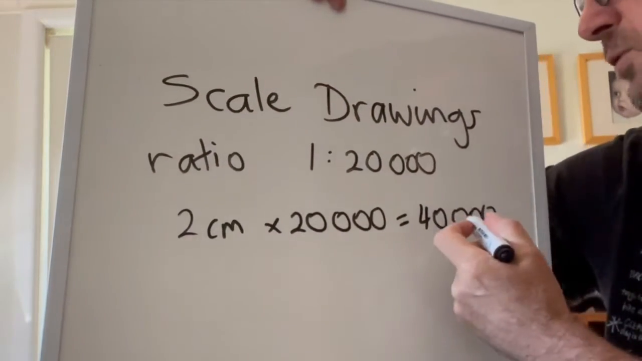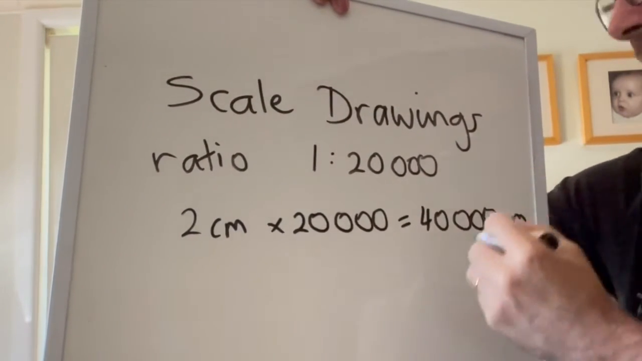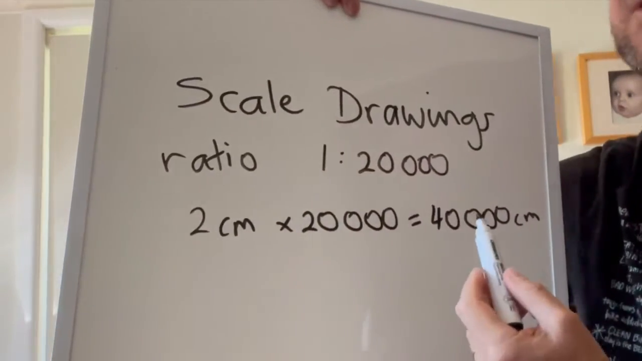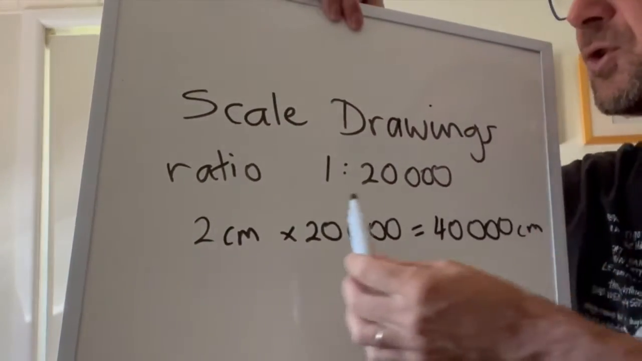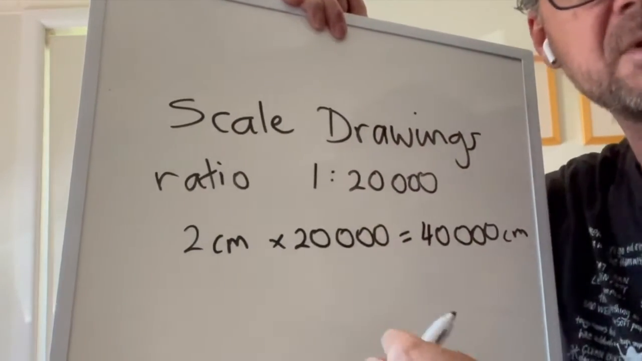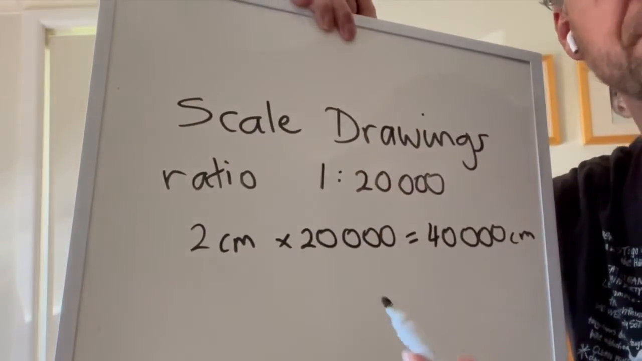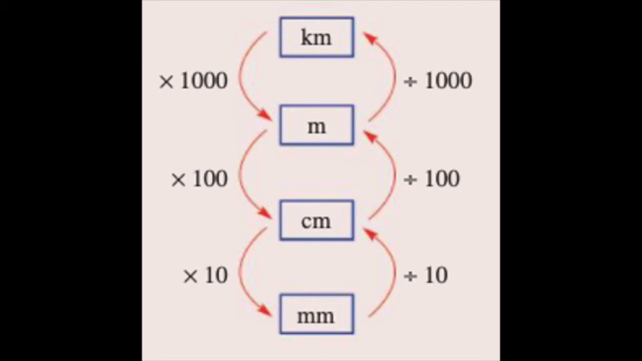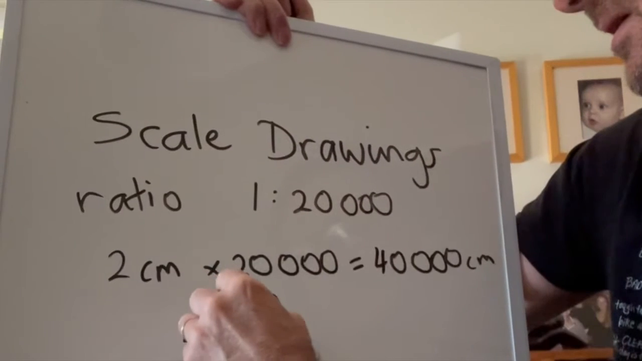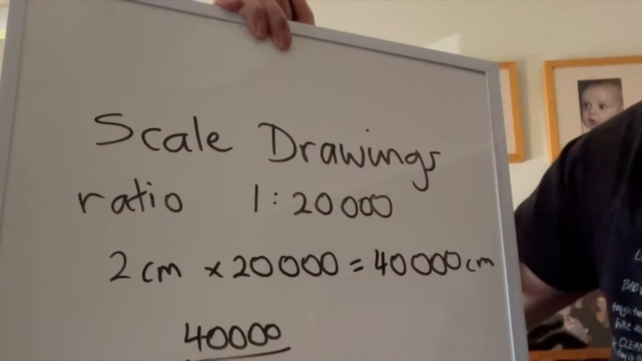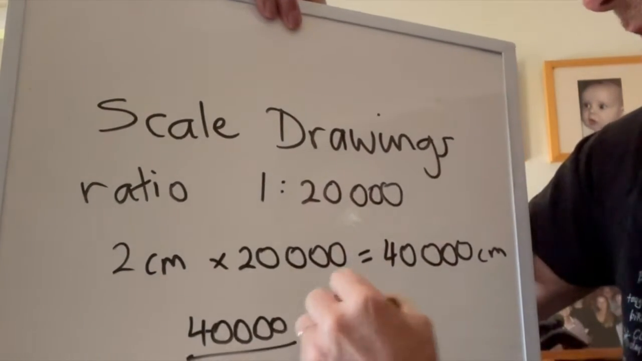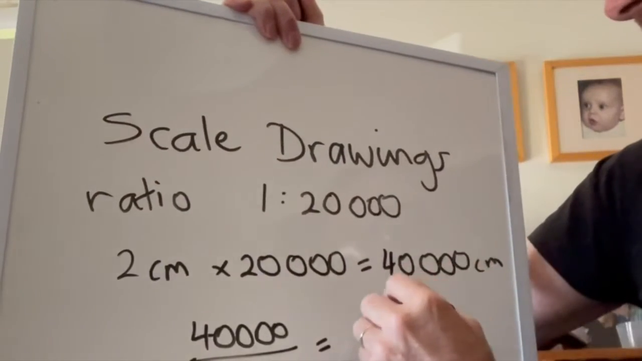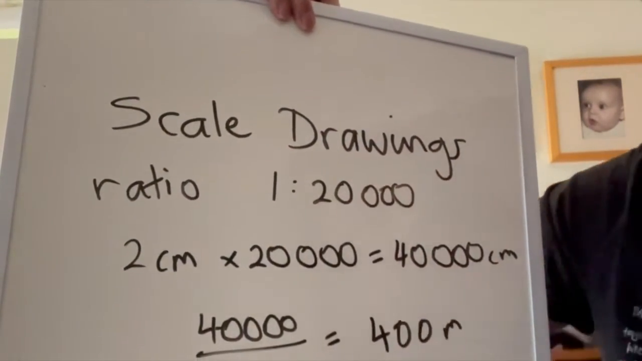Now, one of the things that we'd want to be able to do is to turn that into a meaningful statement. In a lot of these instances, you'll be asked to turn your centimetre measurement into another measurement that's more realistic to what you're measuring in real life. So in this case, we're going to convert it to either metres or kilometres, and we can use this particular scale to do that. Here's our 40,000, and we're going to divide it by 100 to get it to metres. So that's going to give us 400 metres as our answer.